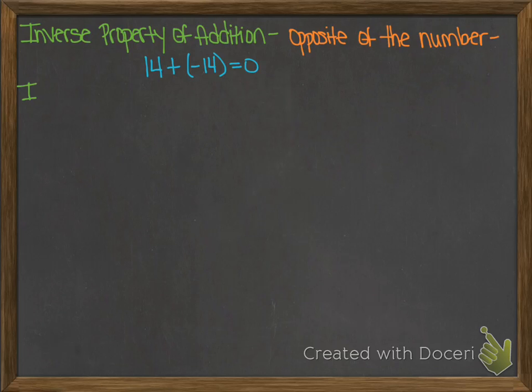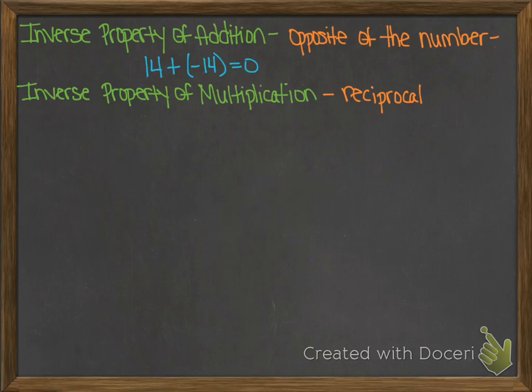Okay. The inverse property of multiplication, this is sometimes known as the multiplicative inverse or reciprocal. You guys have heard reciprocal before. So if we take the number 13, times it by its reciprocal, we're going to get 1.